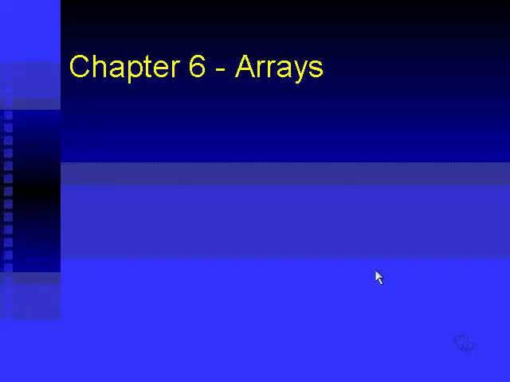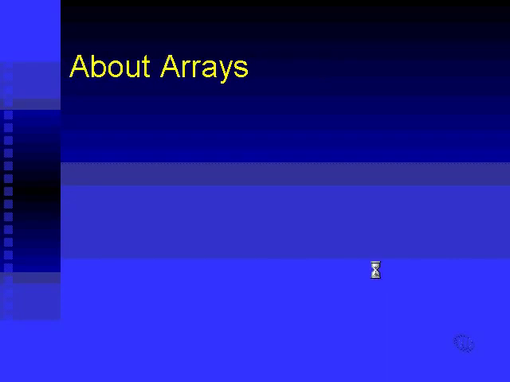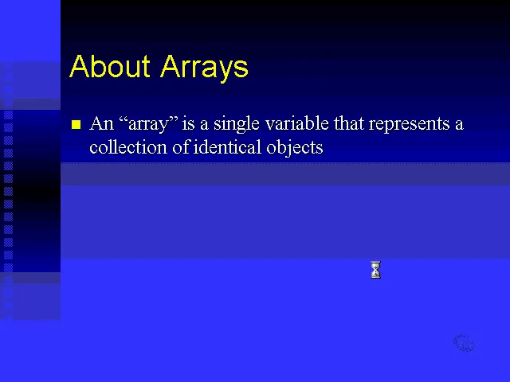Now that we've learnt about loops, it's an excellent opportunity for us to learn about arrays, because arrays and loops often go hand in hand. So, what is an array? Well, an array is a variable. That's the first thing you need to know. It's a special type of variable. It's a variable that represents a collection of identical objects.